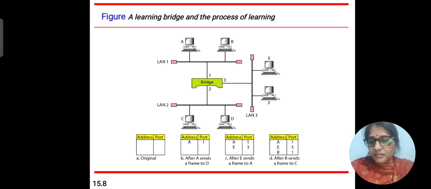When station B sends a frame to C, the bridge has no entry for C. So once again, it floods the network and adds one more entry to the table. The process of learning continues as the bridge forwards the frames.